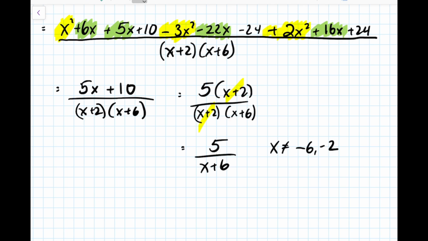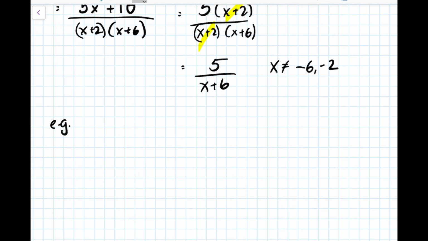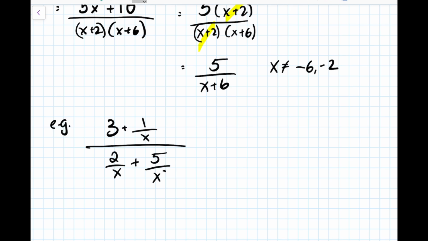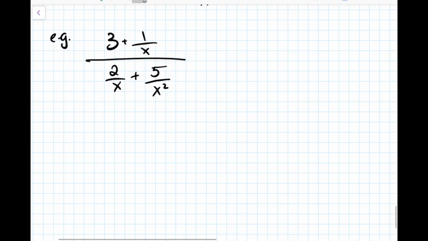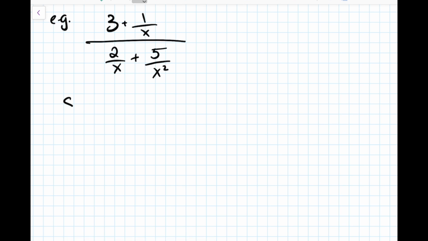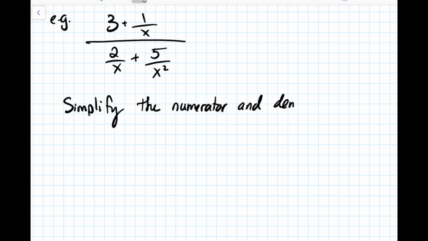All right, one last question that's going to be quite a bit different from these last ones, but is going to seem really hard at first, but won't actually be as difficult as it looks. So we got 3 plus 1 over x over 2 over x plus 5 over x squared. So that looks awful. We've got fractions inside of fractions, which is never something we like to see. So my advice, if you're confronted with anything like this, is to kind of break this apart and to simplify the numerator and denominator separately. And then we'll worry about the larger fraction later.